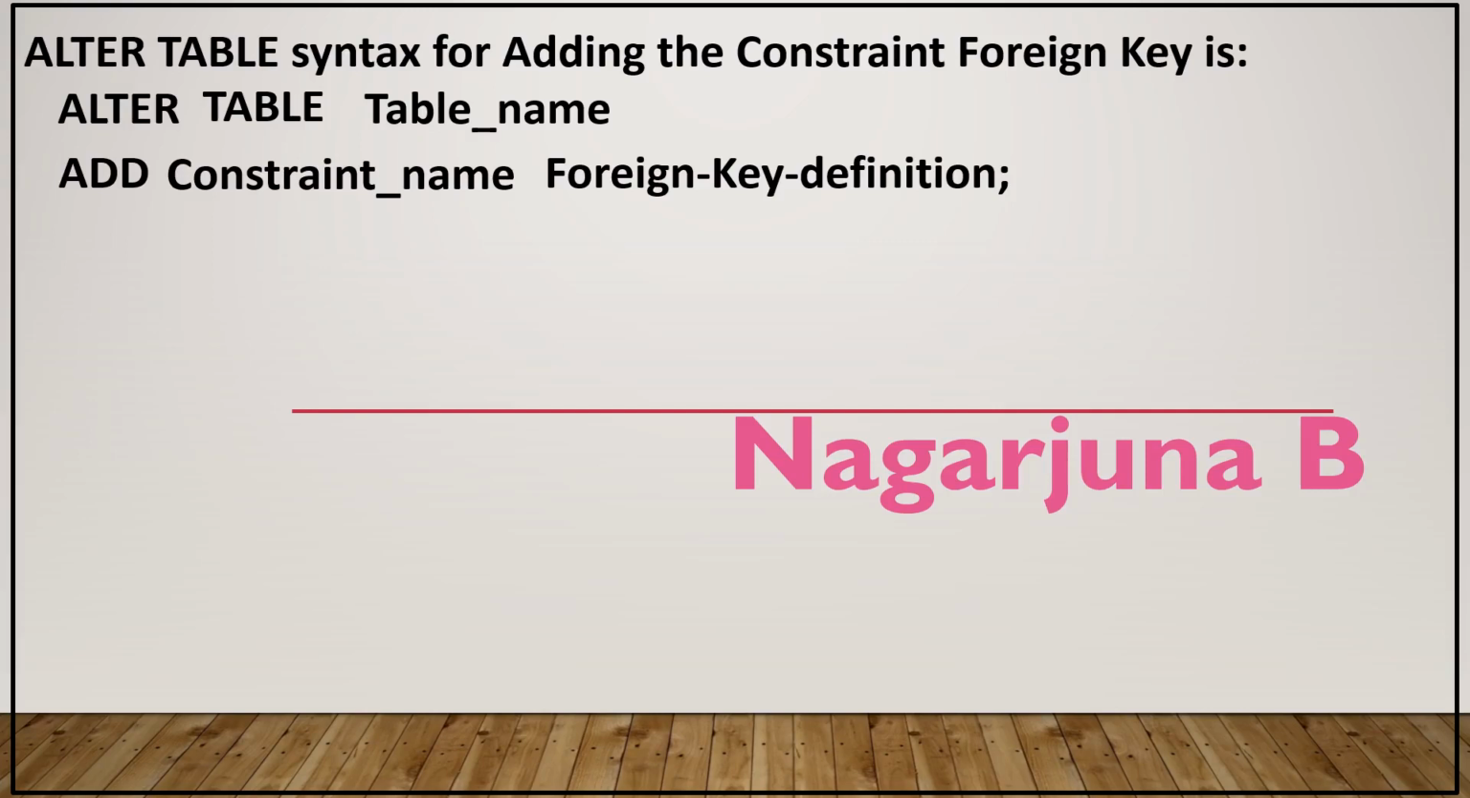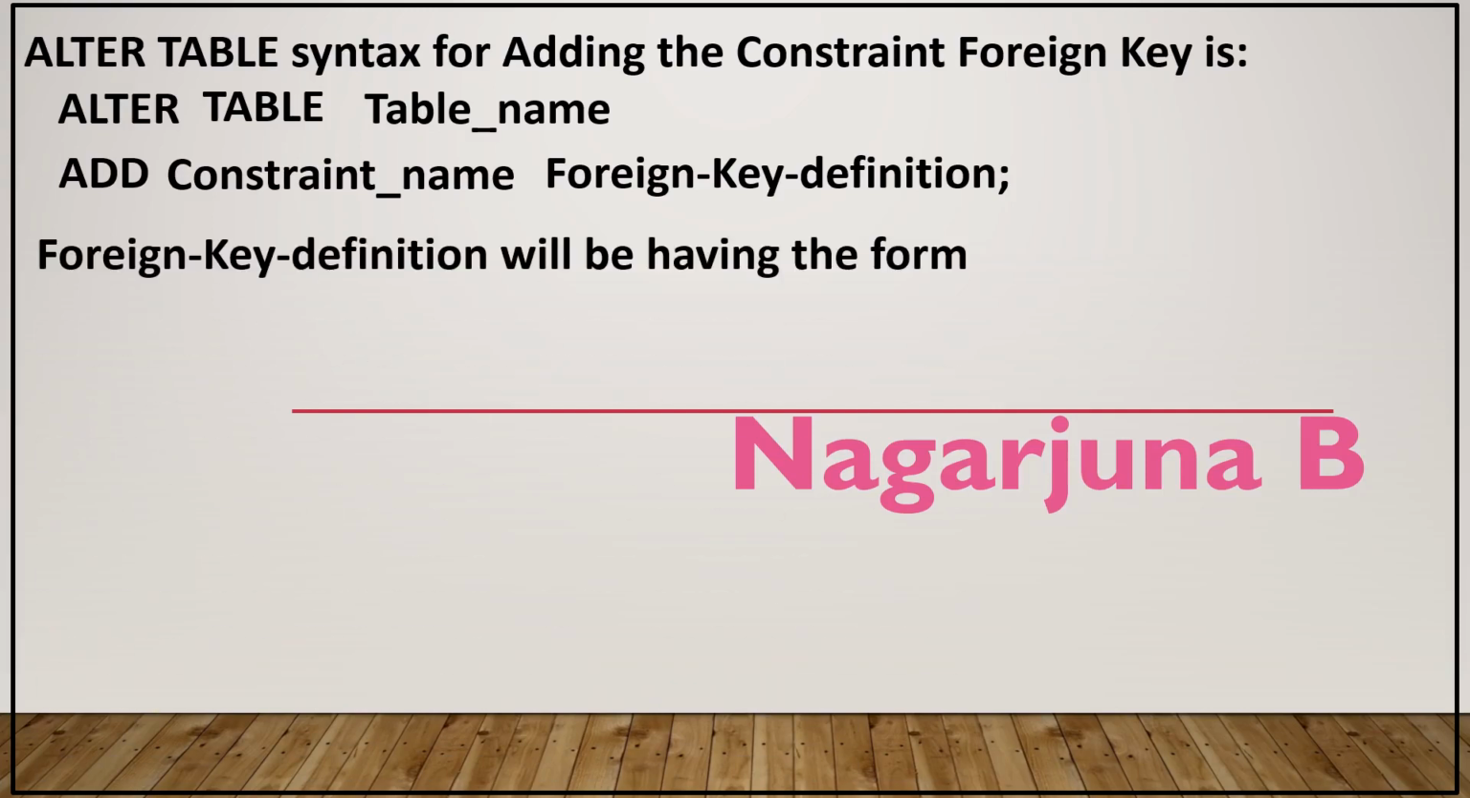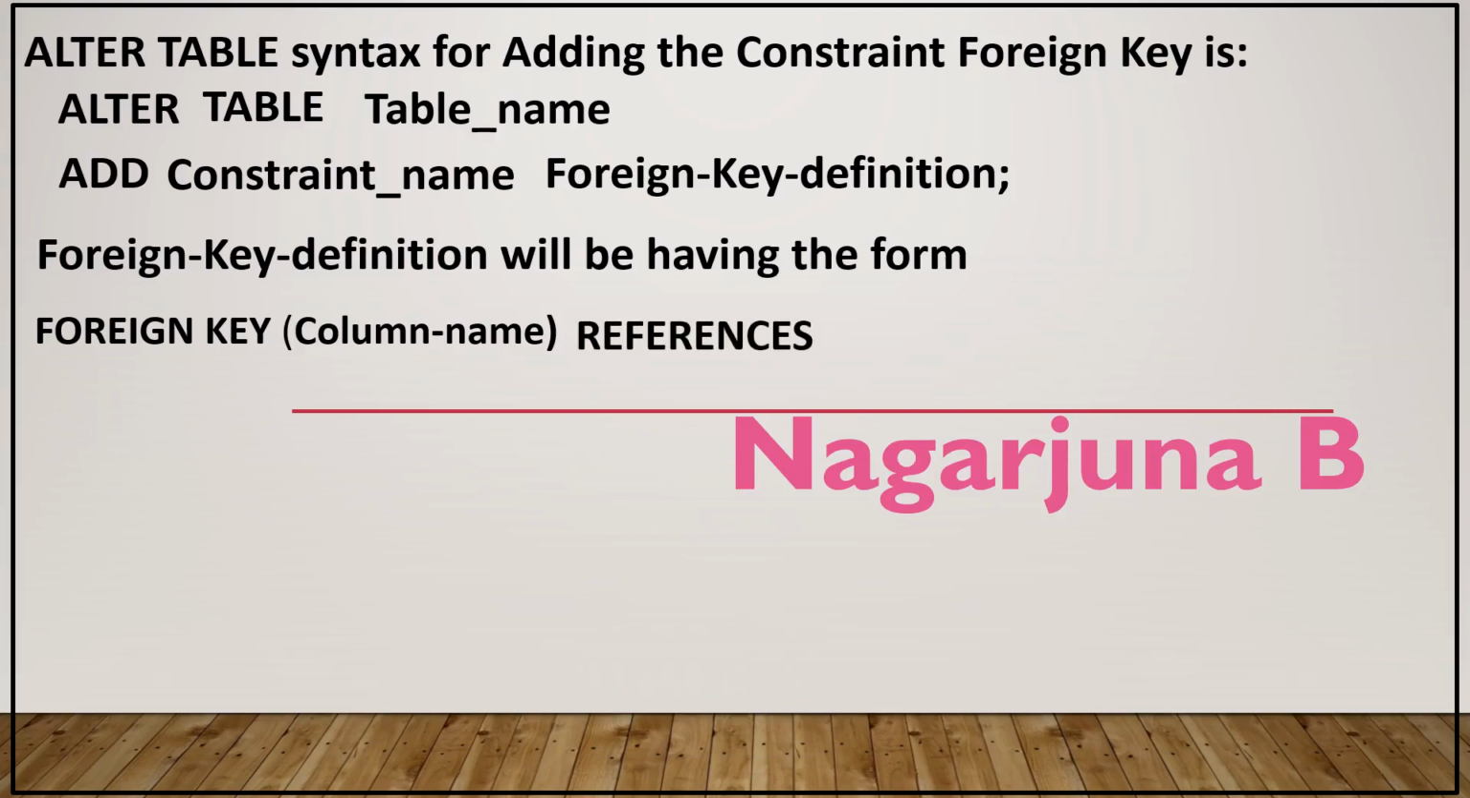The foreign key definition will be in the form of foreign key, column name. This column name should be the name which is present in the table name which we have written after alter table. Then after that, you need to write references. After that, you need to write the table name and then the column name: references table_name1, column_name1.